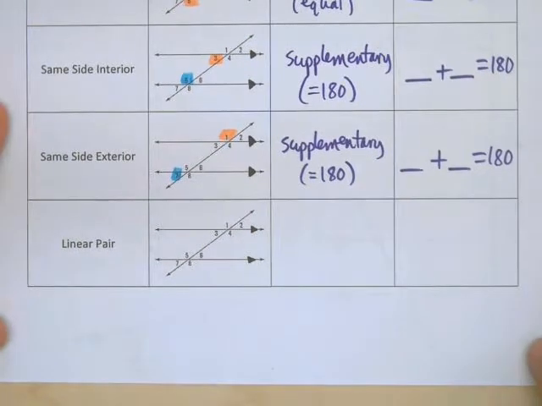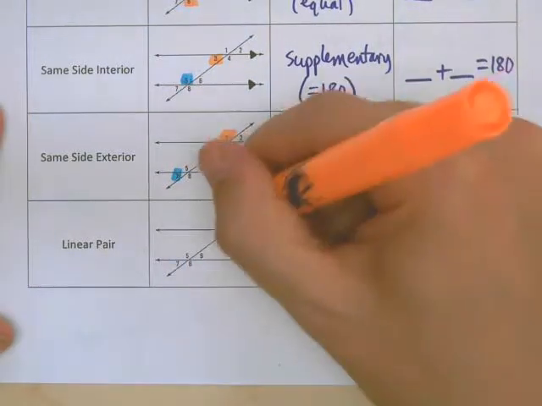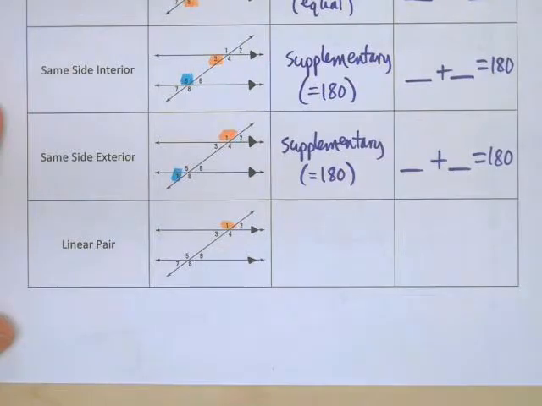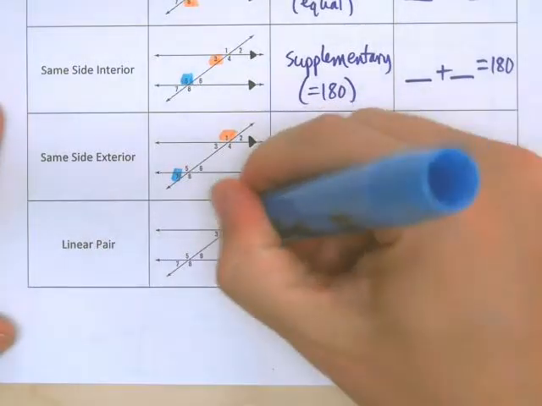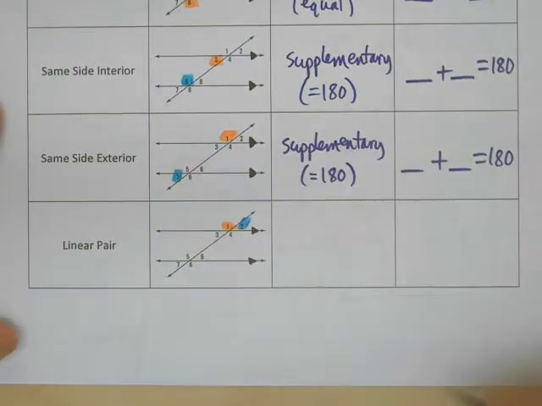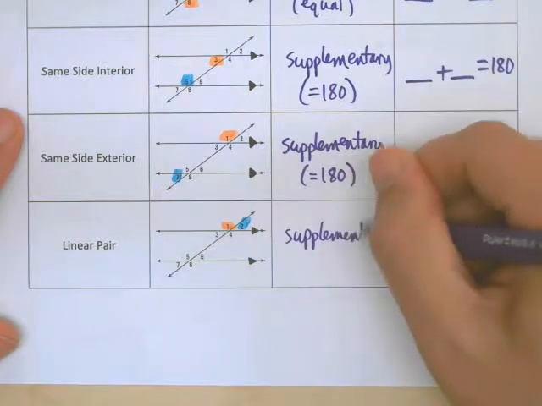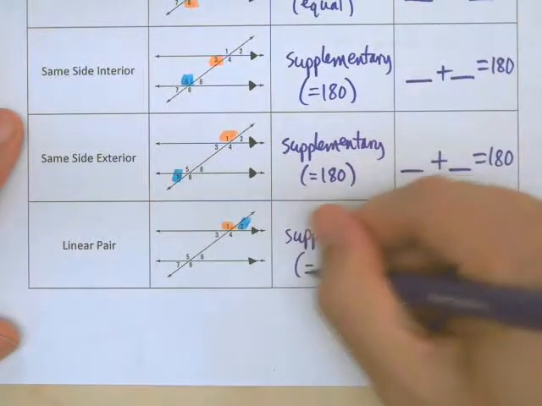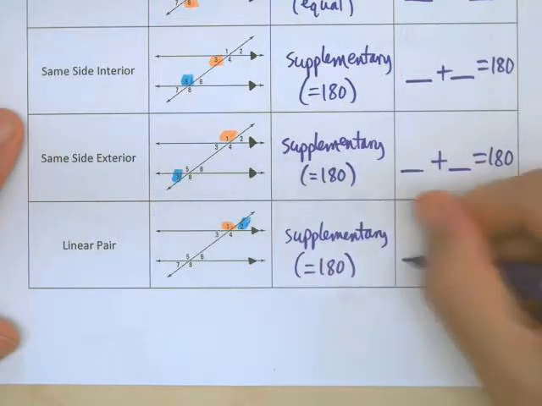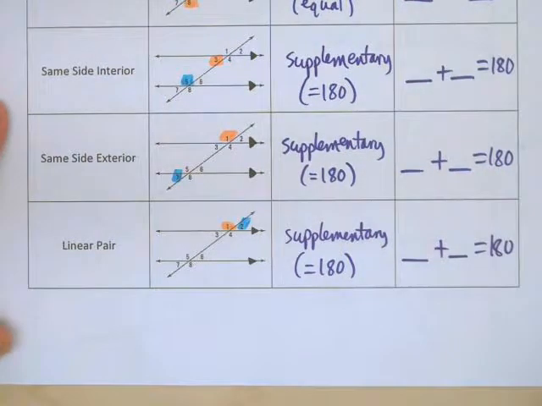And last but not least, we return to something we already know, a linear pair. An example of a linear pair might be angle 1 and angle 2. Notice for the third time, I've highlighted those in different colors. And these are going to be supplementary. So this is another time we say blank plus blank equals 180.